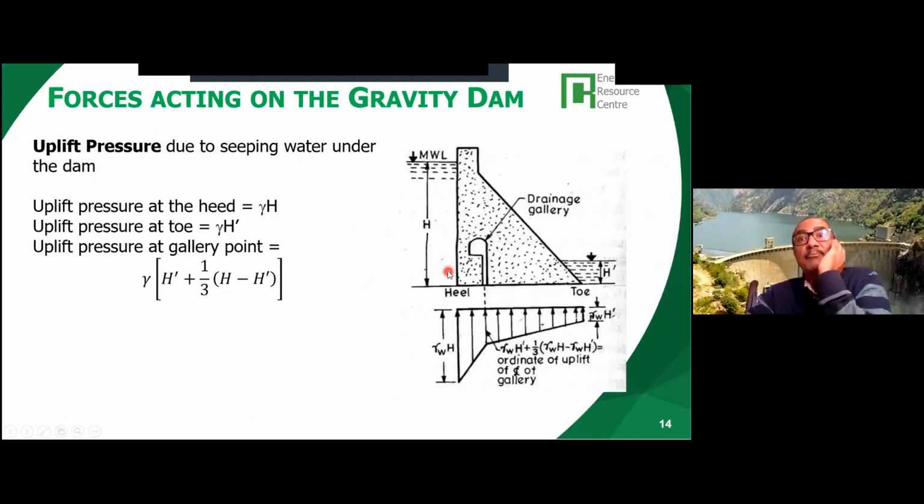Now the uplift pressure. The uplift pressure is due to the seeping water under the dam. So on this section, the uplift pressure at the head of the dam is gamma H, and the uplift pressure at the toe of the dam is gamma H dash. There's a break here because there is a drainage gallery. This is the empirical formula they use, so it acts in this manner. This is the other force that acts vertically upwards.